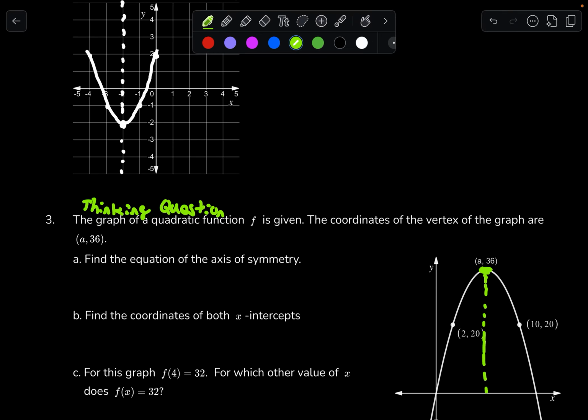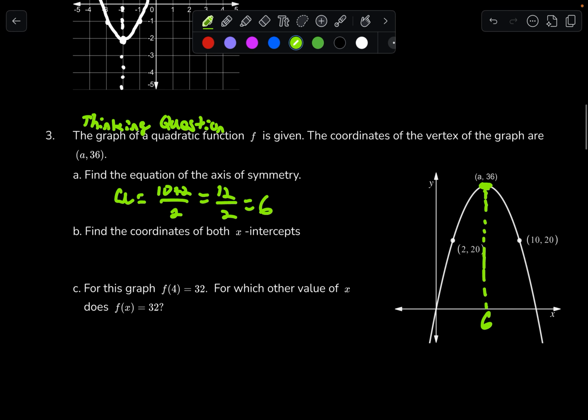So a would simply be 10 plus 2 divided by 2, or 12 divided by 2, which equals 6. So we know the axis of symmetry is at 6. All right? So we know a is 6. Not that they asked you specifically for what a is. They just wanted the equation of the axis of symmetry.